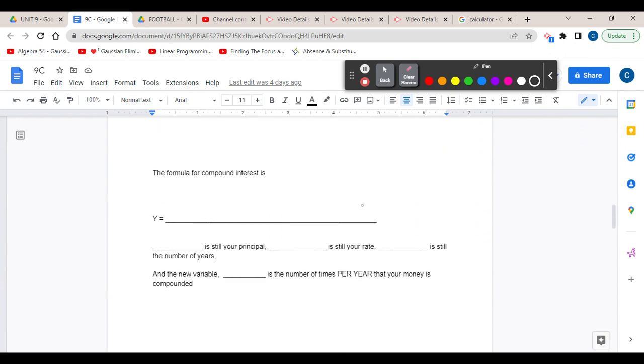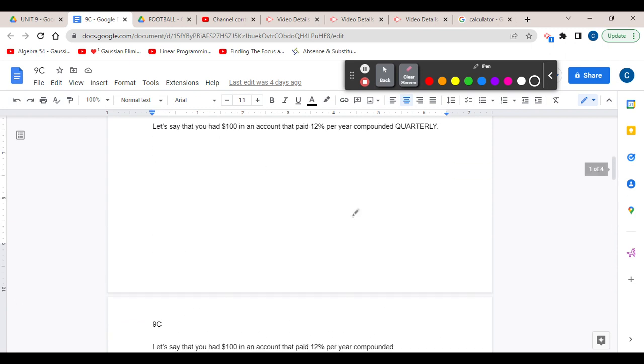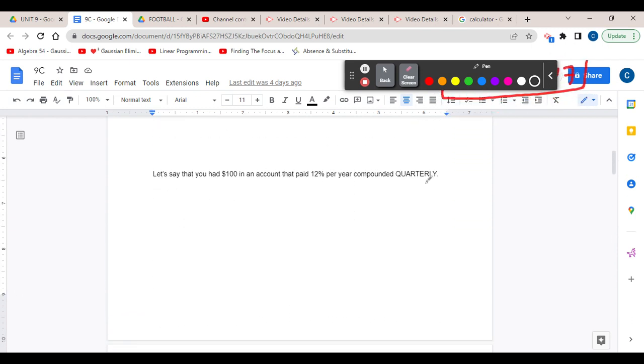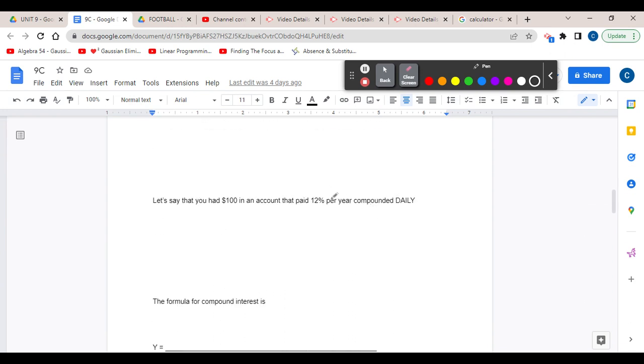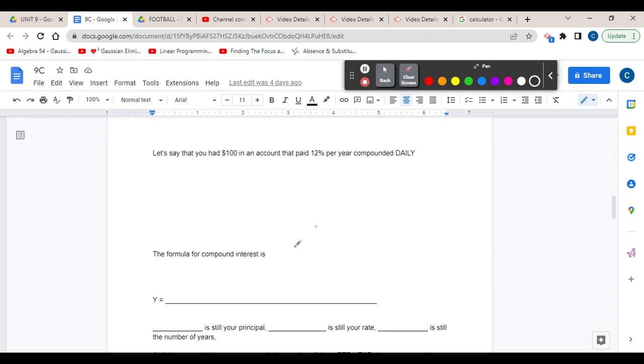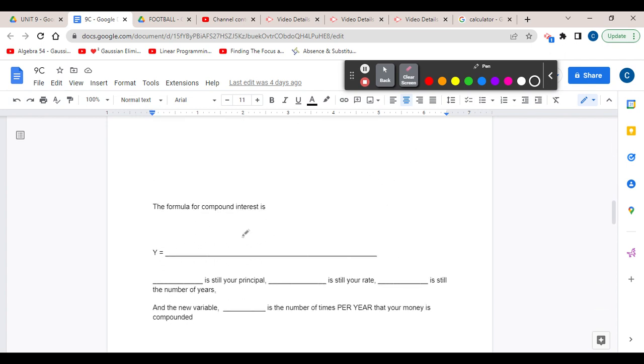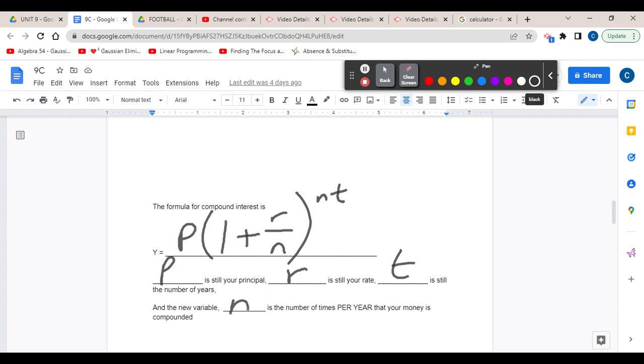All right, I'm going to come down here. You could try these example problems if you need to: 12% per year compounded quarterly, 12% per year compounded semi-annually, 12% per year compounded daily. The formula for compound interest, like I said, is Y equals P times 1 plus R over N to the NT power. P is the principal, R is your rate, T is the number of years, N is the number of times per year that your money is compounded.